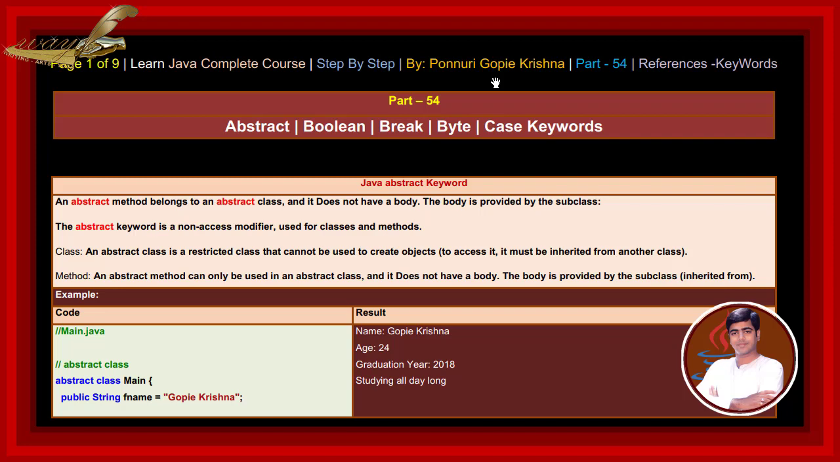The abstract keyword is a non-access modifier used for classes and methods. Class. An abstract class is a restricted class that cannot be used to create objects. To access it, it must be inherited from another class. Method. An abstract method can only be used in an abstract class and it does not have a body. The body is provided by the subclass inherited from.